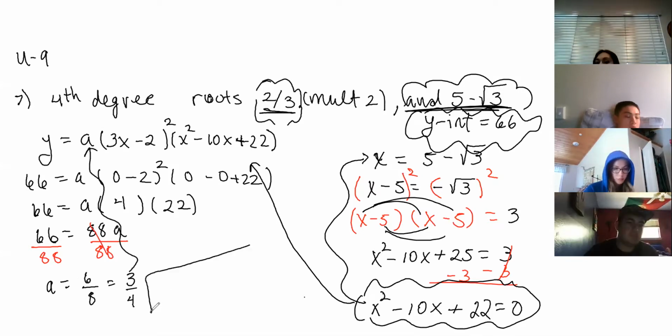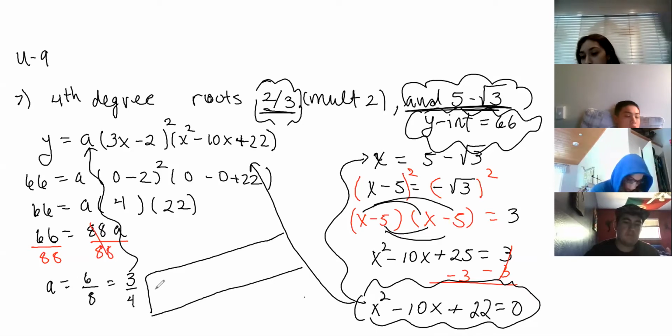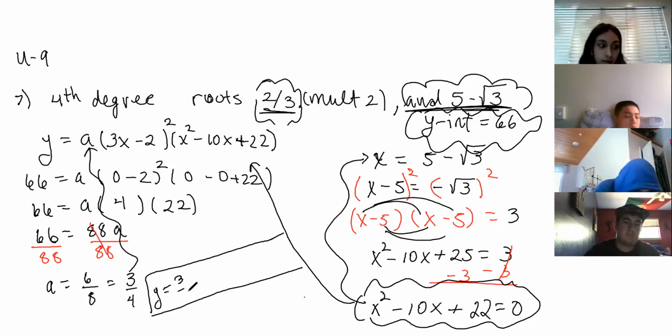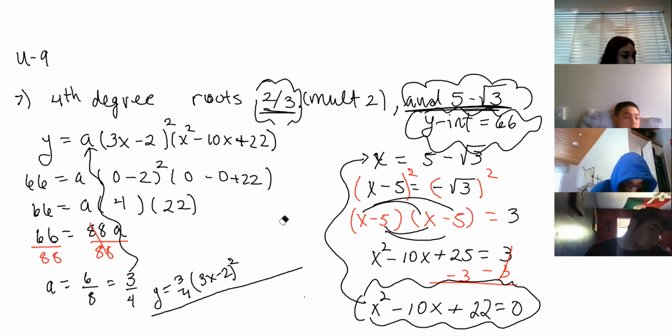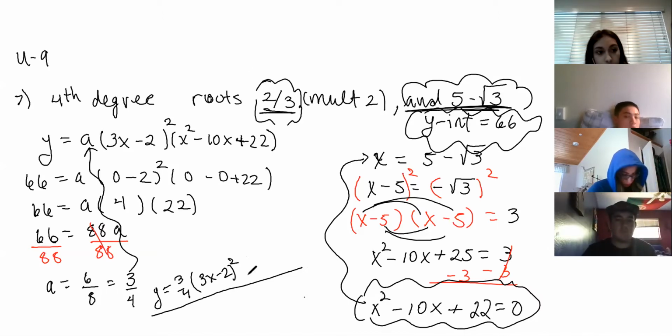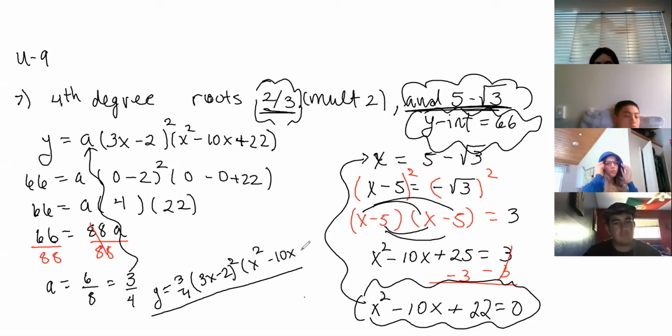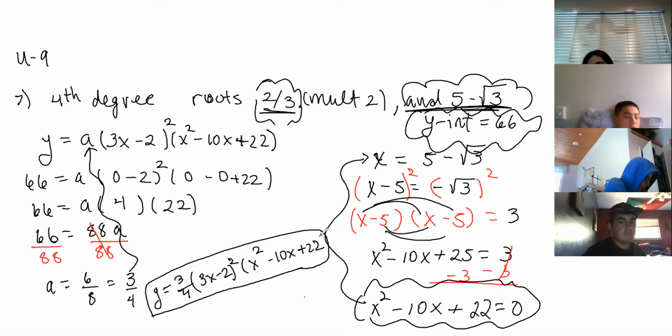So now I'm ready to write my equation: y equals 3/4 times (3x minus 2) squared times (x squared minus 10x plus 22), and that there is what it looks like. Does that make sense? Mm-hmm.